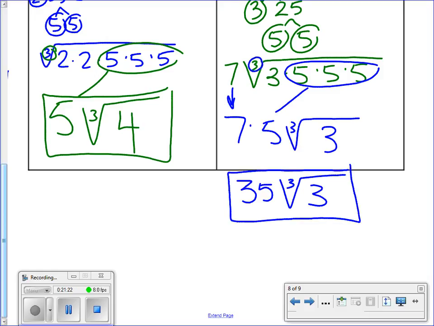That concludes the lesson on simplifying radicals and cubed roots. Please take the time to complete the practice problems.